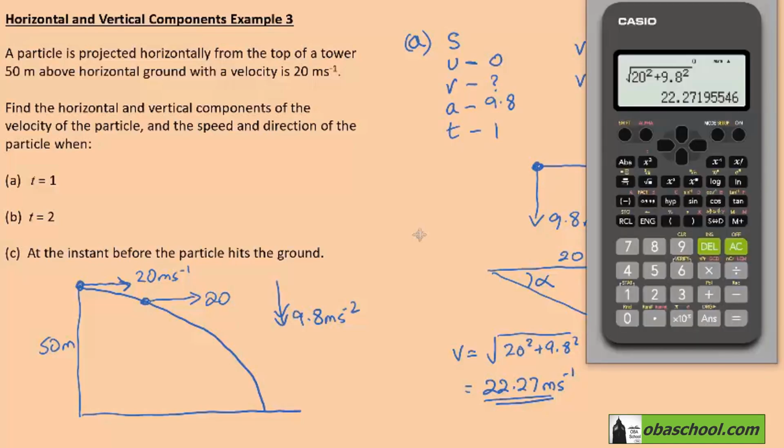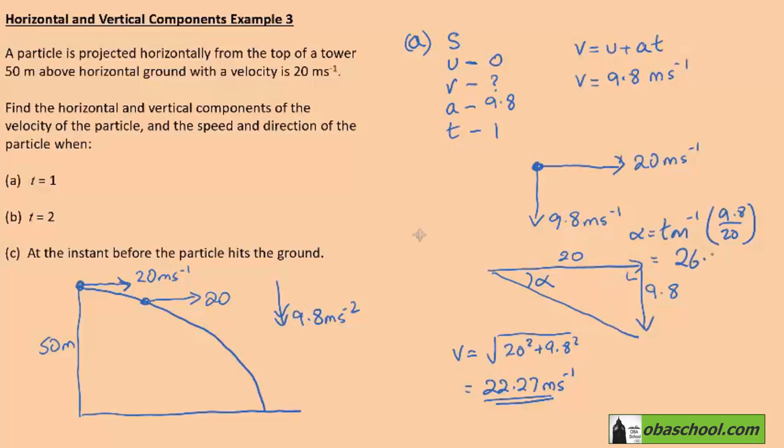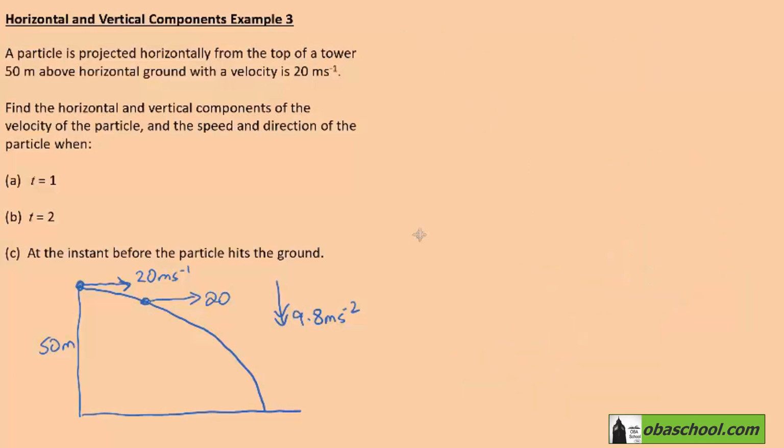So we just need to calculate that. Let's make sure that we are in degree mode. So we've got the inverse tangent of 9.8 divided by 20, and that gives us 26.1 degrees to 1 decimal place. Now part B is done much the same way. It's a suvat, it's just that t is 2 this time.